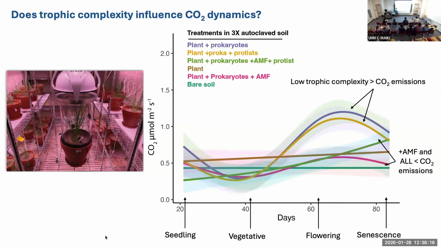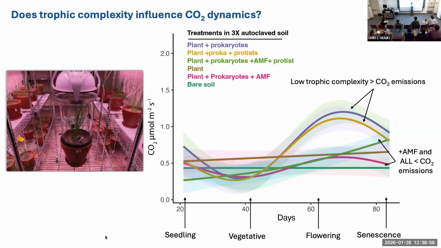As I mentioned, here you will see the time of sampling that will correspond to seedling, vegetative growth, flowering, desenescence. Actually, they flower and they senesce in the laboratory. And you can see our different treatments here. And I want you to pay attention to these two. The brown one is the plant that was placed in this three-times autoclaved soil. We didn't add anything to it. So there is the modeled trend. Here, in this dark green color, we have the bare soil because we added it as a control, maybe things will grow. And look at the linearity of it.